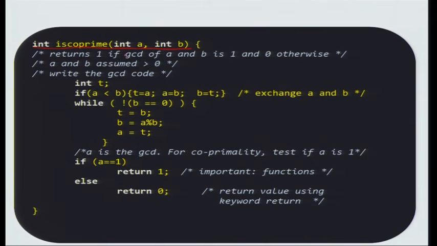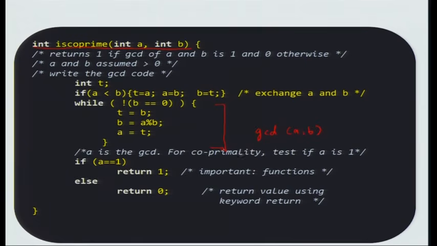Okay. Now what do you do with it? This is the classic GCD code. You declare a t variable. If a is less than b, you swap a and b. And this part of the code is just calculating the GCD. This is code that we have seen before, and at the end of that, a will become the GCD.